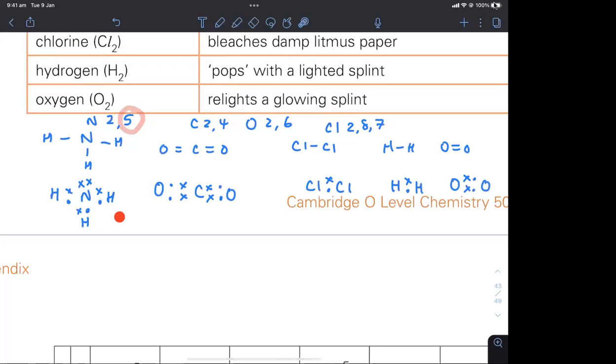Whenever you draw dot and cross, one of the most important things I think I told you before is count. This thing here is the display formula. It allows you to count the number of bonds correctly and it saves you time, but it doesn't count the outer shell electrons for you. Oxygen has 6 valence electrons, 6 outer shell electrons. You use 2 for bonding, you still have 4 more.